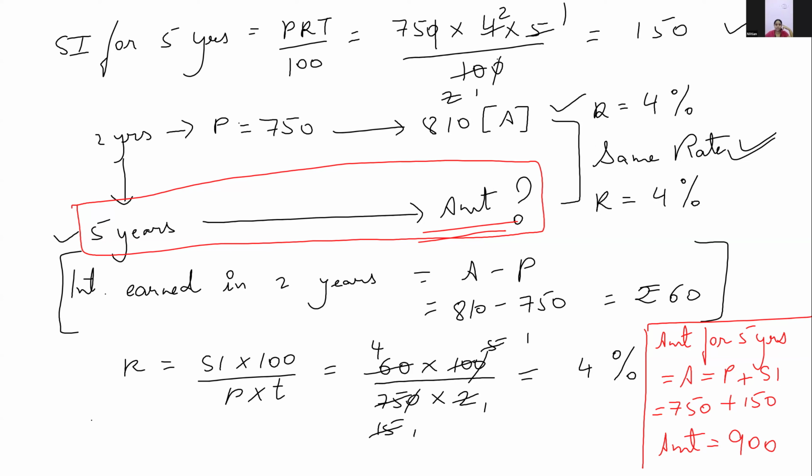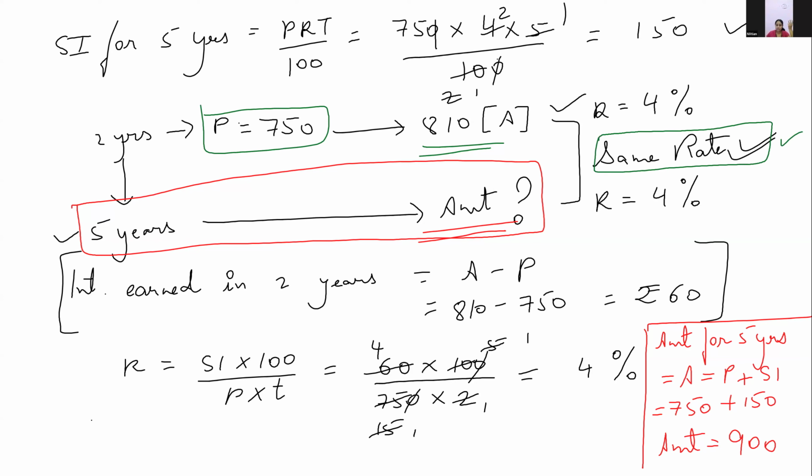What do we have to find in this question? You have to find out the amount which will become after 5 years. We are given that amount after 2 years will be 8110. Principal, you are given 750. And it is saying that after 5 years, what will the amount become if the rate is same for 2 years also, for 5 years also?